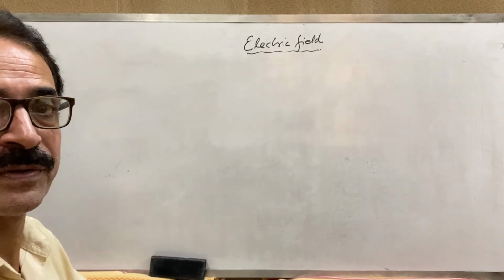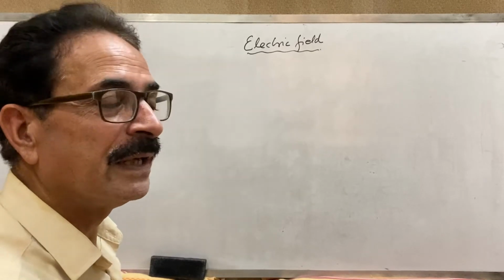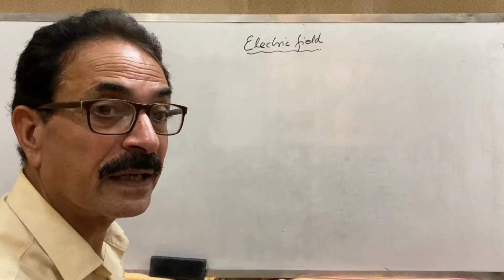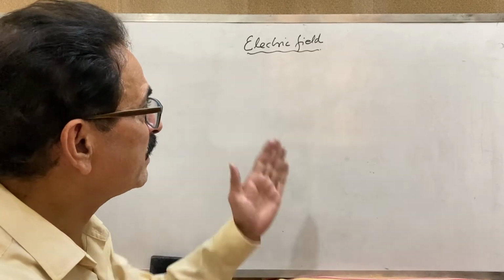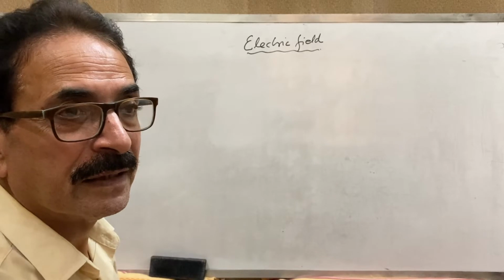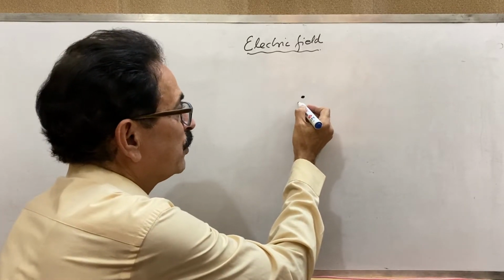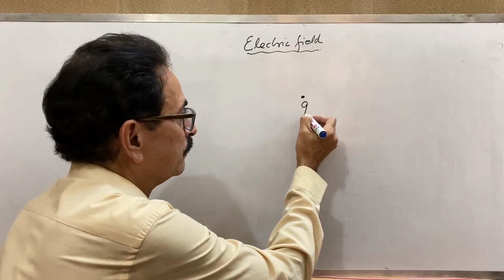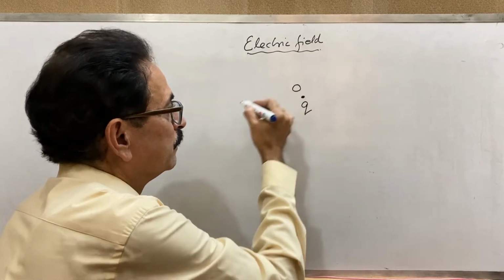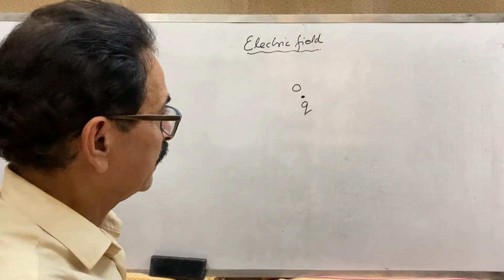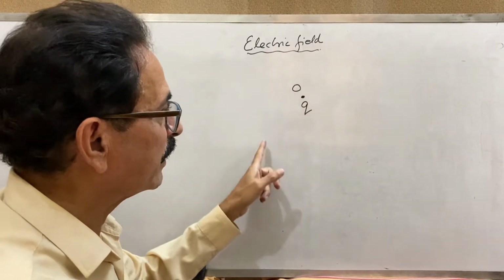Dear students, today we are going to discuss a new topic, that is electric field in electrostatics. Now, what is electric field? You are aware of the concept charge, which we denote by Q. Let me say this charge is at the point O. This charge has a space around it.